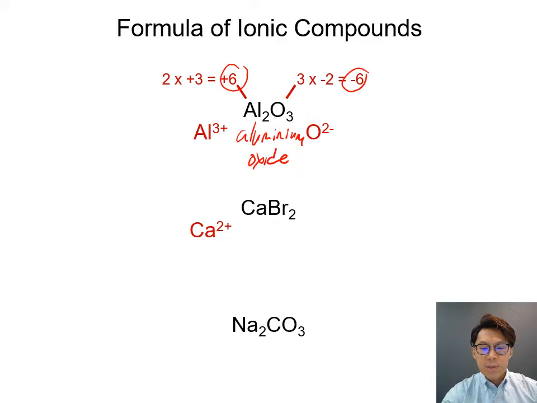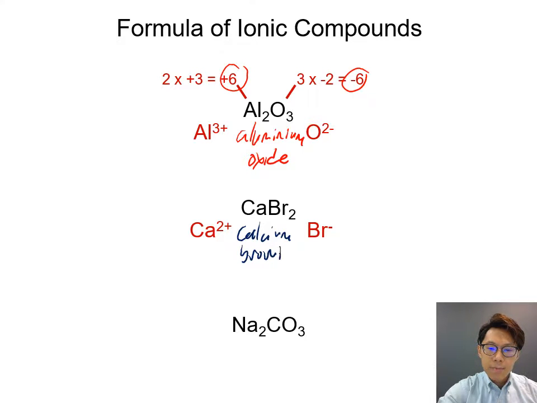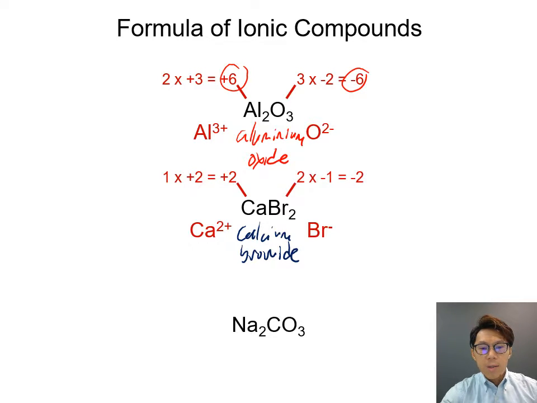The next example we have is calcium bromide. Calcium is 2 plus and then bromide will be Br minus. So the naming for this will be calcium bromide. The net charge for the cation part will be plus 2 and the net charge for the anion part will be minus 2. So the net charge will once again be plus 2, minus 2, 0.